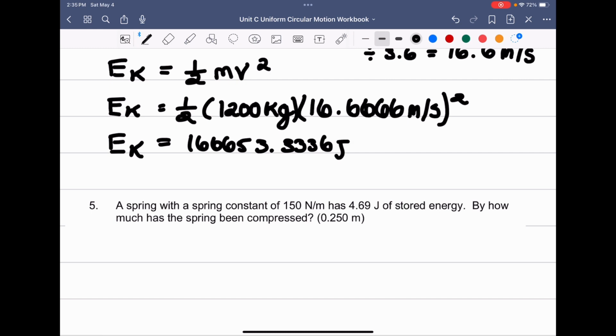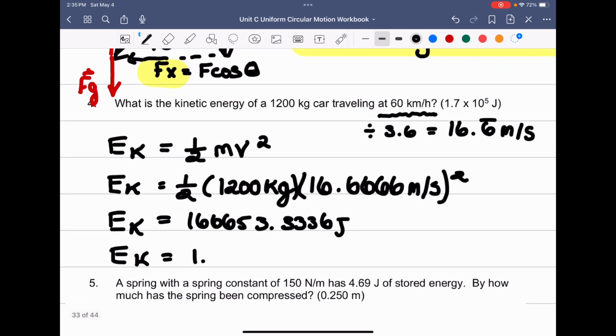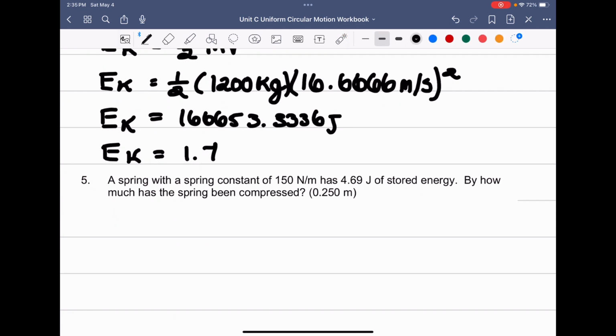166653.3336 joules. There we go. And then we can say that the kinetic energy, when we round it to 3 significant digits, is 1.6. Actually, I want to double check this. Oh, there's only 2 significant digits because of the 60 kilometers per hour. So I'm glad I checked that. This is going to become 1.7 times 10 to the power of 5 joules.